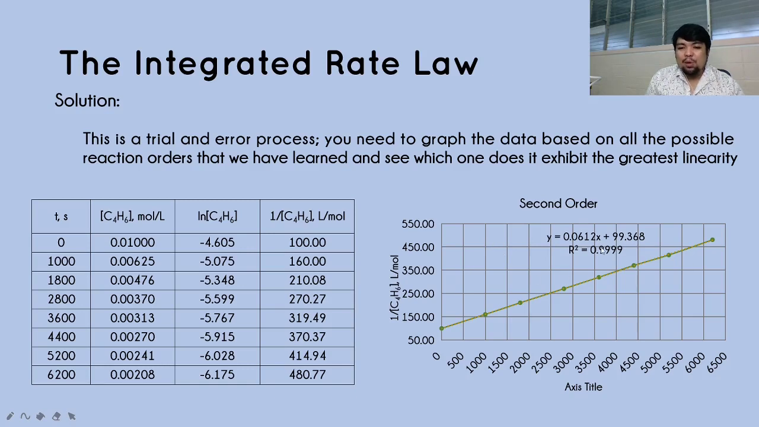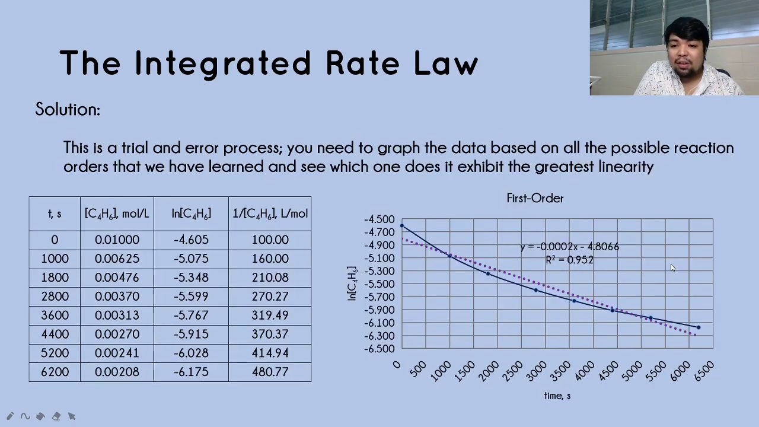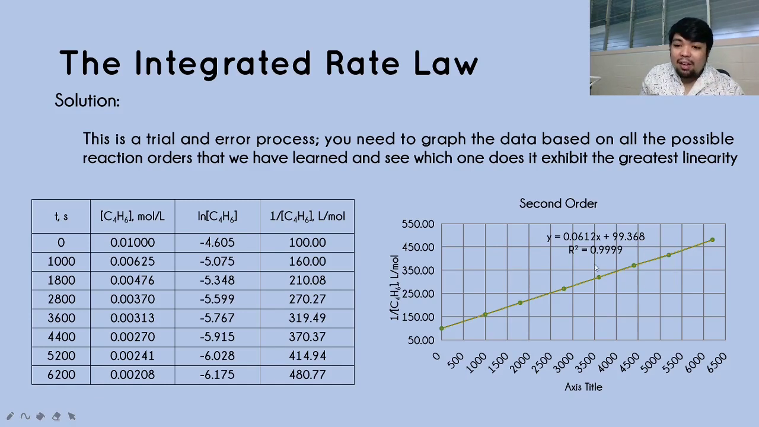This is actually a really, really good set of data. I commend whoever collected this kinetic data for this reaction. So here we plotted it as if it is a second order. Now we compared the r squared between the first and the second order. Obviously, this has a greater r squared. This r squared is closer to 1. That means that the dimerization of 1,3-butadiene is actually a second order reaction.